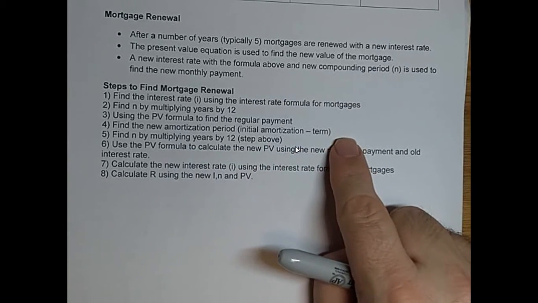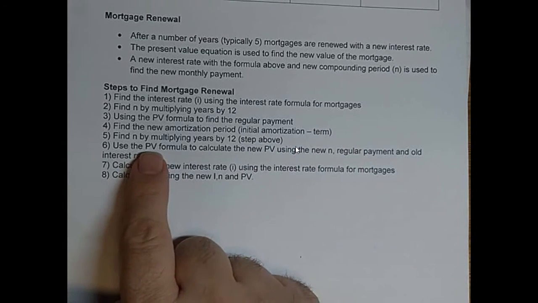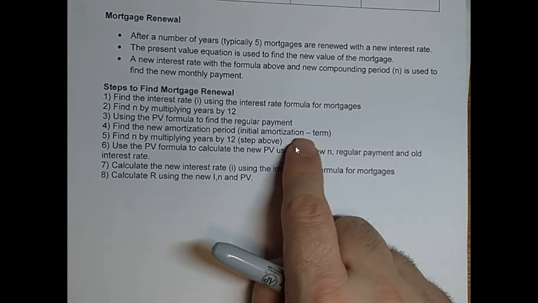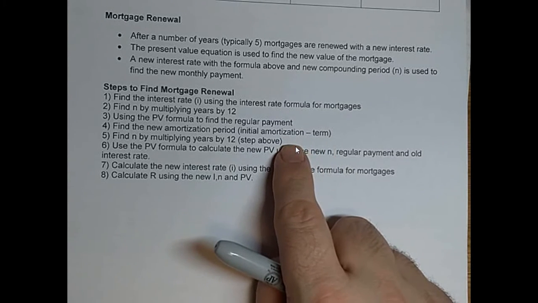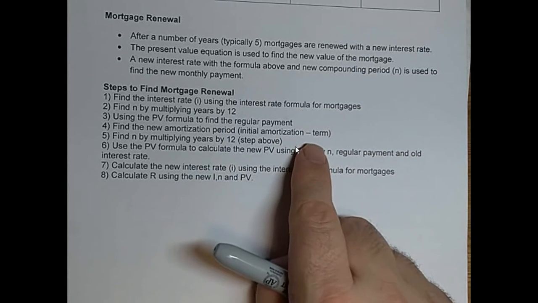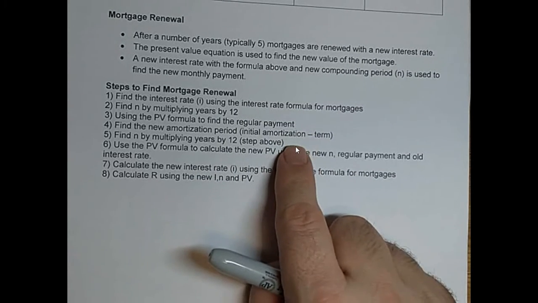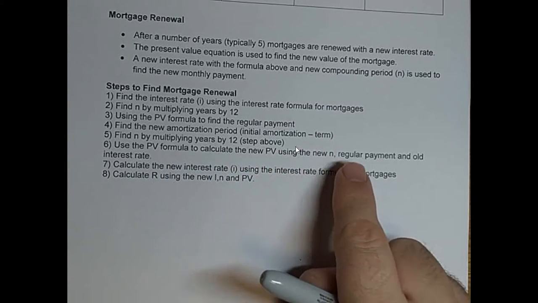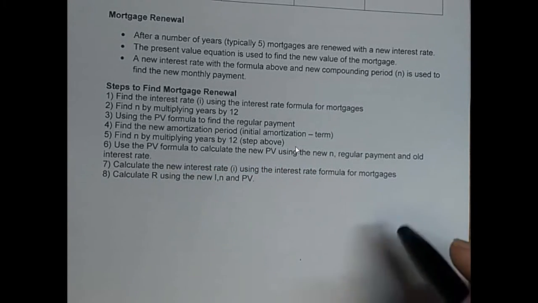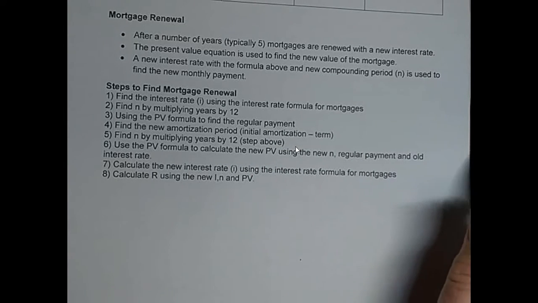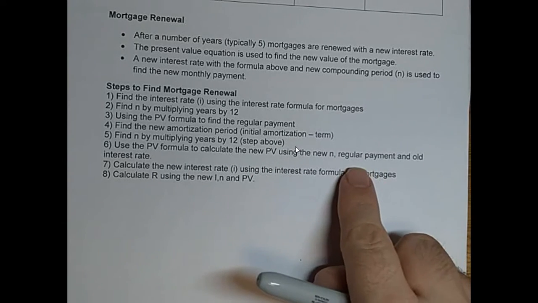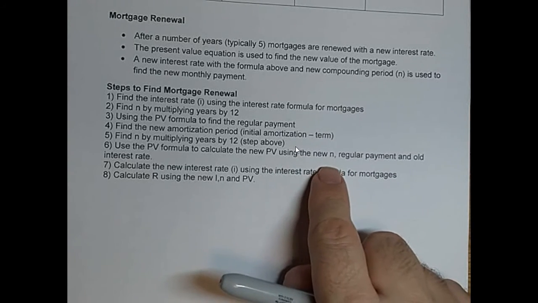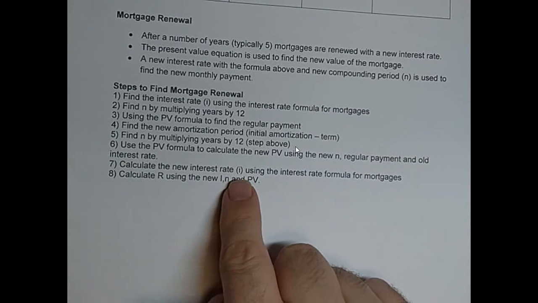I'll show you in a second. We're going to find the new one. Find n by multiplying the years by 12. So if initially it was 25 years and you subtract 5, there's only 20 years left. Then 20 times 12 is the new n. Use the PV formula to calculate the new PV using the new n, and the regular payment and old interest rate. So using the old regular payment and the old interest rate, we're going to find the present value using this new n.